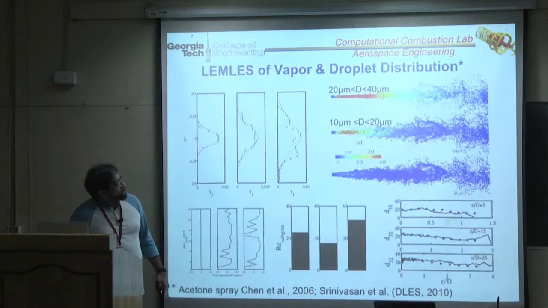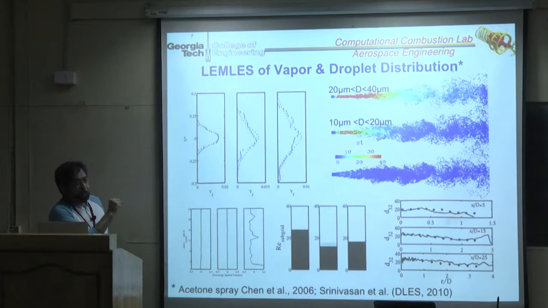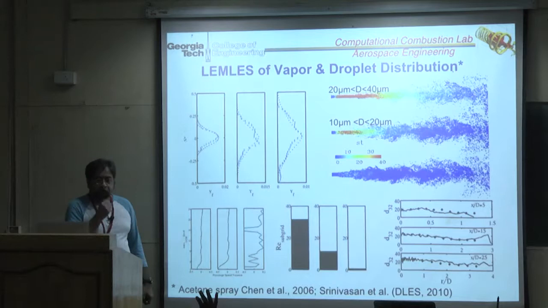Oh, this one. This is a Lagrangian spray. It's Eulerian Lagrangian LES. I'll talk about some of the spray stuff in the last lecture. But this is an acetone spray. It's vaporizing and forming gas. It's an experiment done at Sydney by Masri's group.